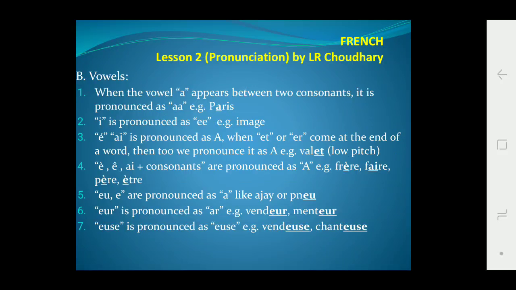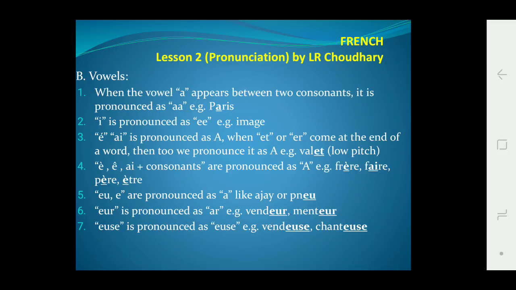Then number four point is E. There are two accents, circumflex and grave, and AI plus consonants are pronounced as A, again low pitch. For example, frère. So this left-hand side sign on the E means low pitch of A. Like in Hindi we can say A and I, something like that. Then fait, AI sounds like A again, low pitch. Then père, P-E-R-E, it's père. So these are some examples for low pitch of A sound.